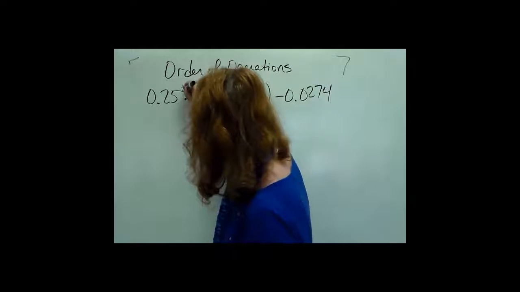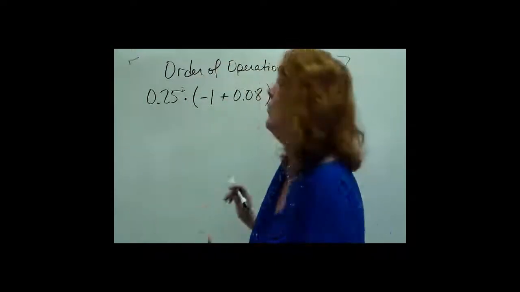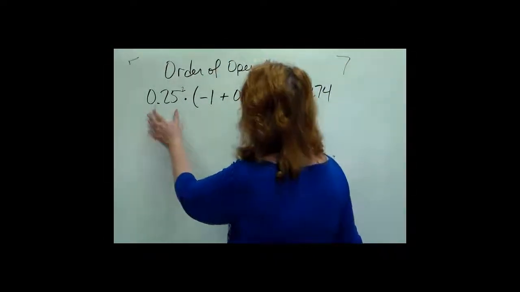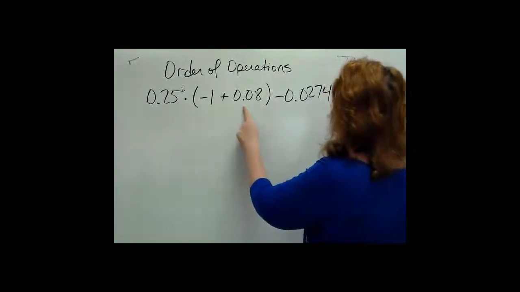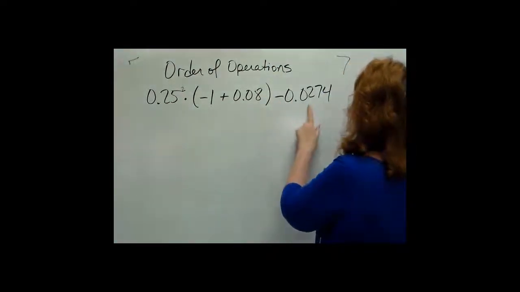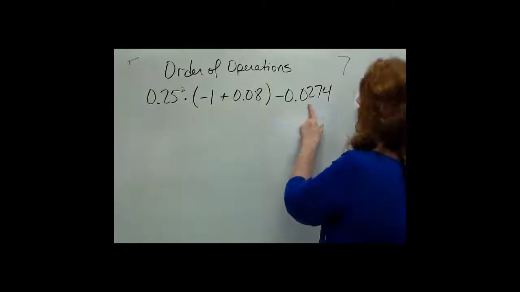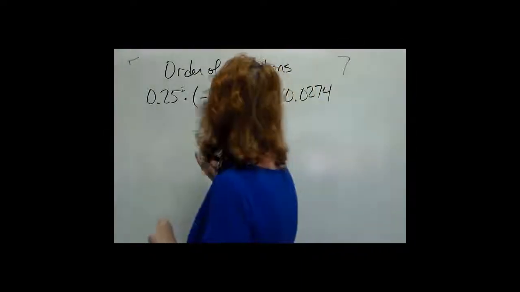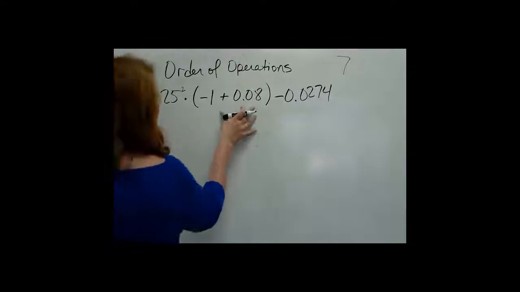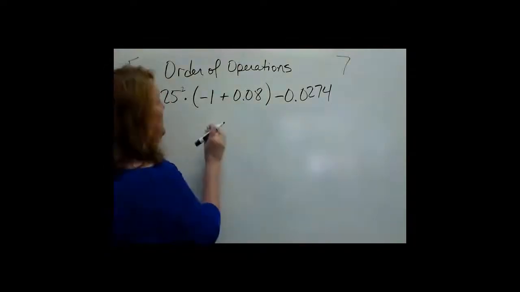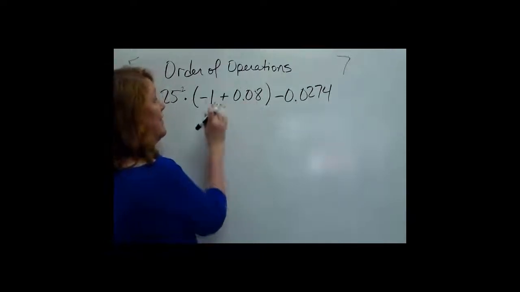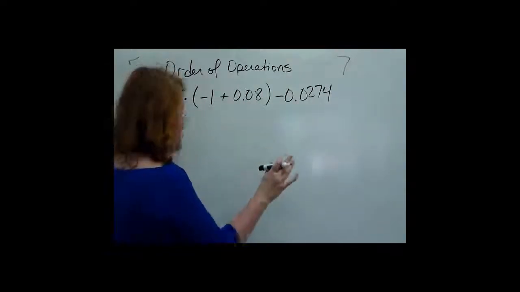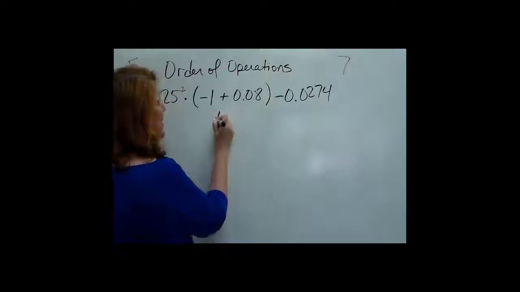And I forgot that. I'm going to put that there. So we're looking at 25 hundredths squared times -1 plus 0.08 minus 0.0274. So first thing I'm going to do is I'm going to work in my parentheses. So I've got a -1 and a positive 0.08. These signs are different, which means I'm going to subtract. And I'm going to do biggest minus smallest.